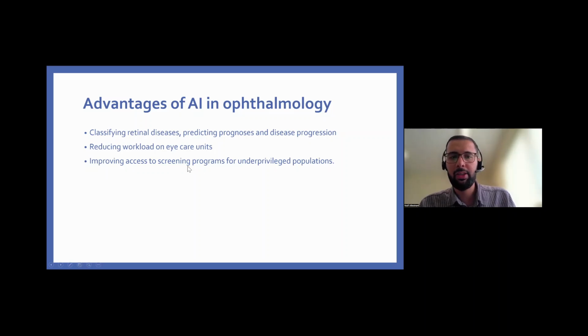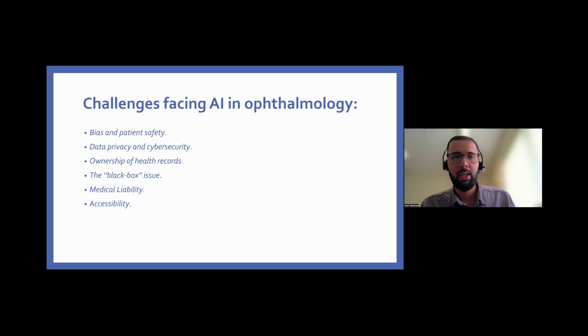Also, it can improve access to screening programs in underprivileged populations, people in countries where there's not a lot of ophthalmologists available. So if we can use an AI system to implement a screening program, that would be very helpful in those specific populations. Now, obviously, with any system in medicine, there are challenges and benefits. So we've discussed the benefits.